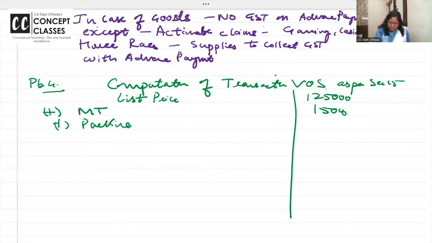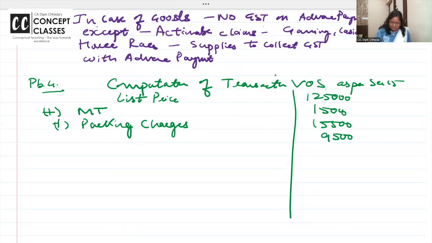Add packing charges. Packing के charges बिल्कुल add करो. Subsidy received by private NPO. Add it.